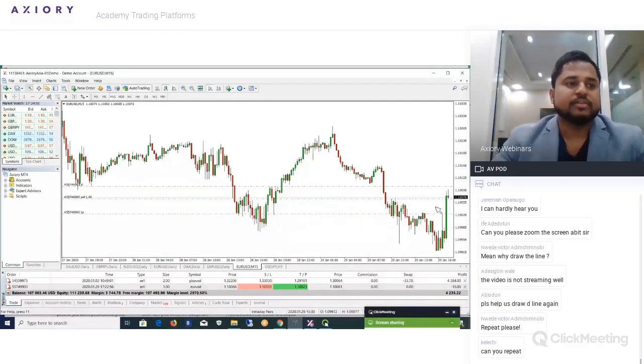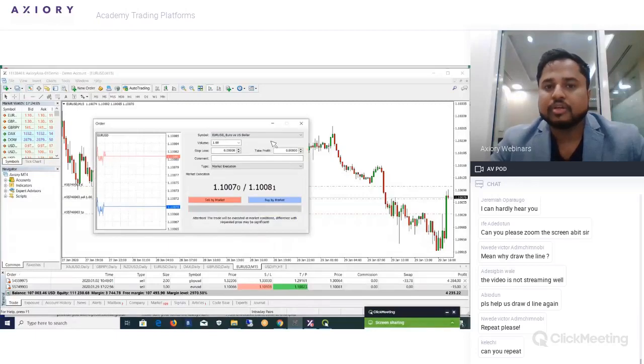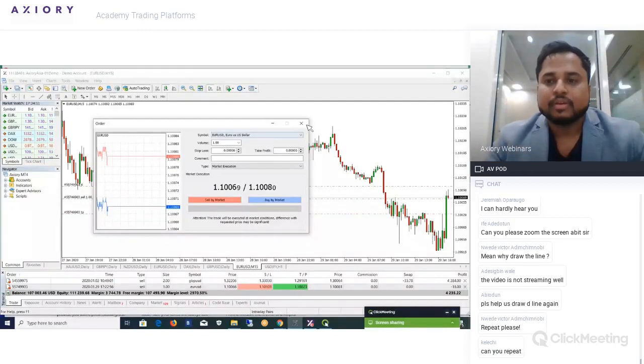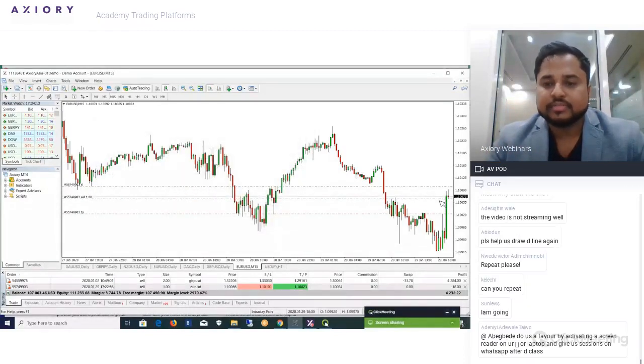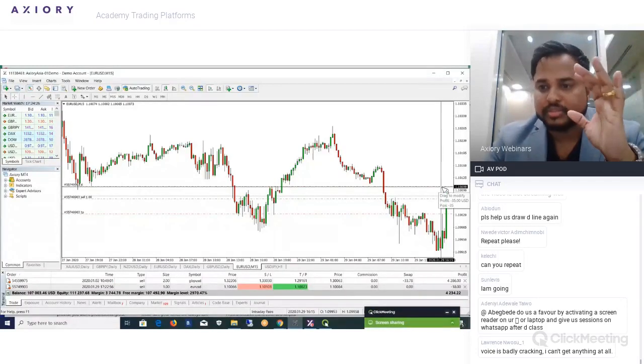Okay, this is the order window. This order window means you're trying to buy or sell the currencies here. So here you put an order, and you're just trying to protect your trade by keeping a stop loss. That means if the price moves against you, you are out with this much loss.